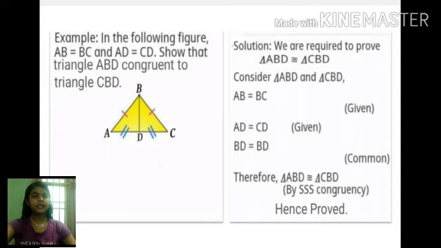Let us consider triangle ABD and triangle CBD. AB is equal to BC, by the given side. AD is equal to CD, by the given side. BD is equal to BD, because of the common side. Therefore, triangle ABD is congruent to triangle CBD by the SSS congruence rule. Hence proved. Thank you.